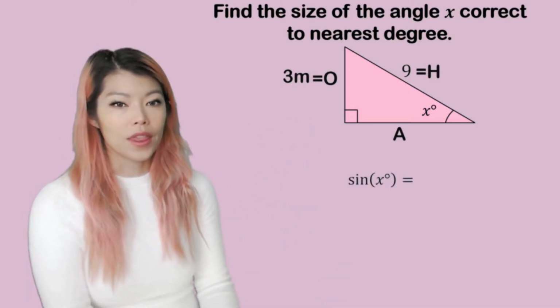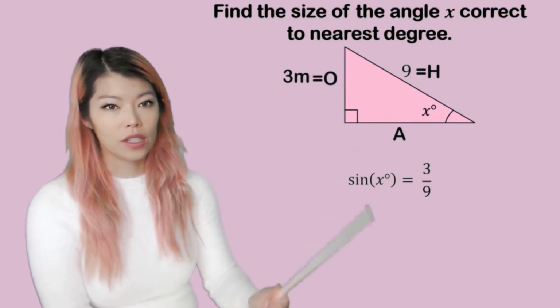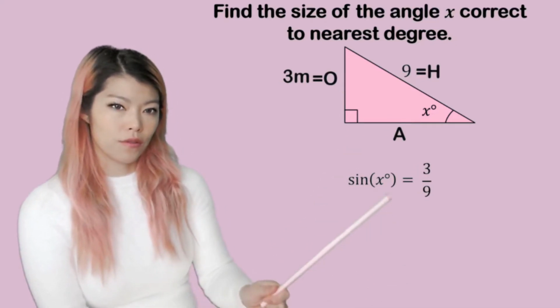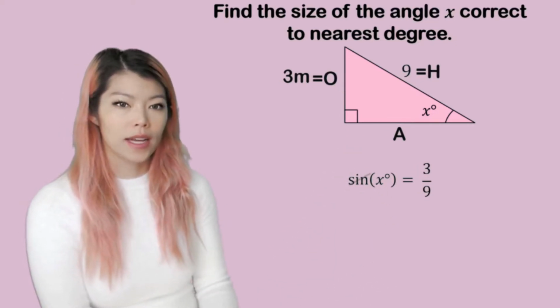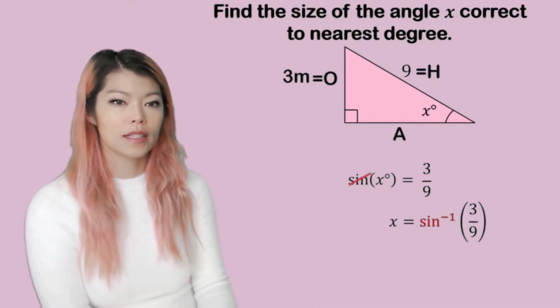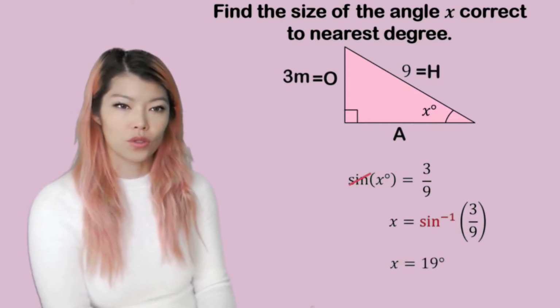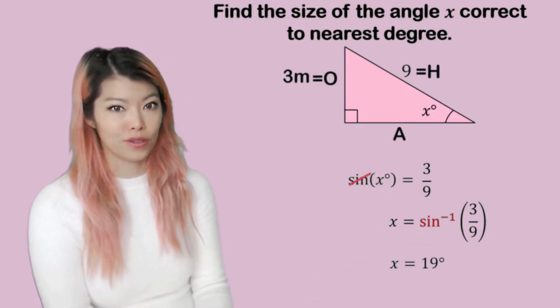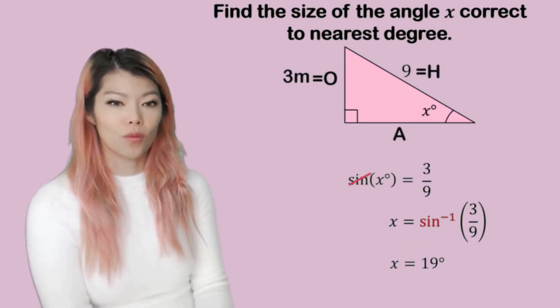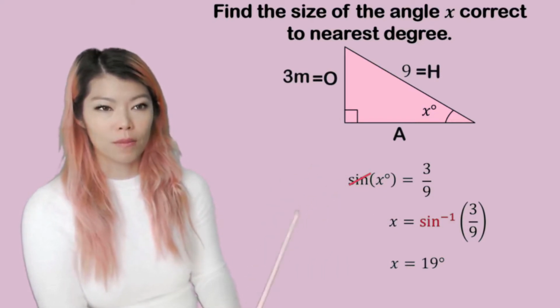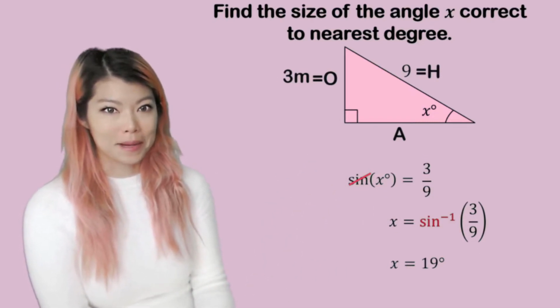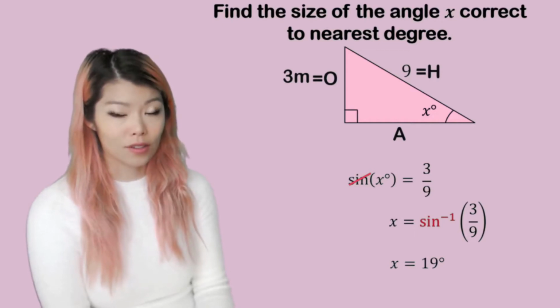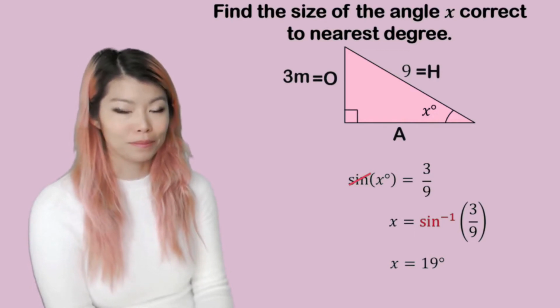So we write sine x is equal to O over H, which is 3 over 9. To find x, we have to get rid of sine, so inverse sine on both sides, and we obtain x equals 19 degrees. Make sure you try that on the calculator and you can find the buttons on your own. If you can't, then rewind the video to the previous example so you can find where the buttons are. Make sure you can do it on your CAS, not just your little scientific calculators.